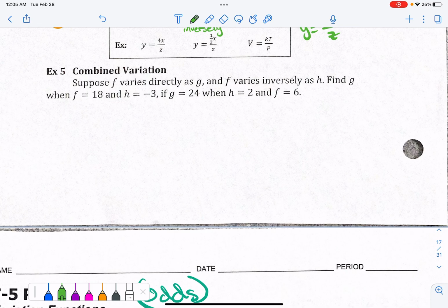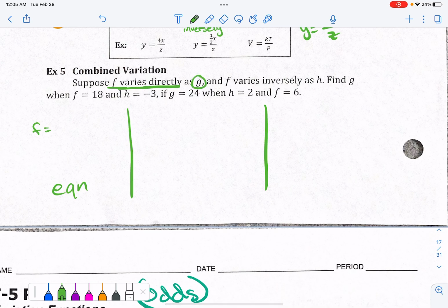Same thing again. I have to establish my equation with my variables. So suppose F varies directly with G. That means G goes on the top. And F varies inversely with H. That means H goes on the bottom. And K is always your constant that lives on the top, so we're just going to put him in there. That's my equation. Then we need to solve for what that constant is. We need to solve for K, and then we need to solve for what we want.